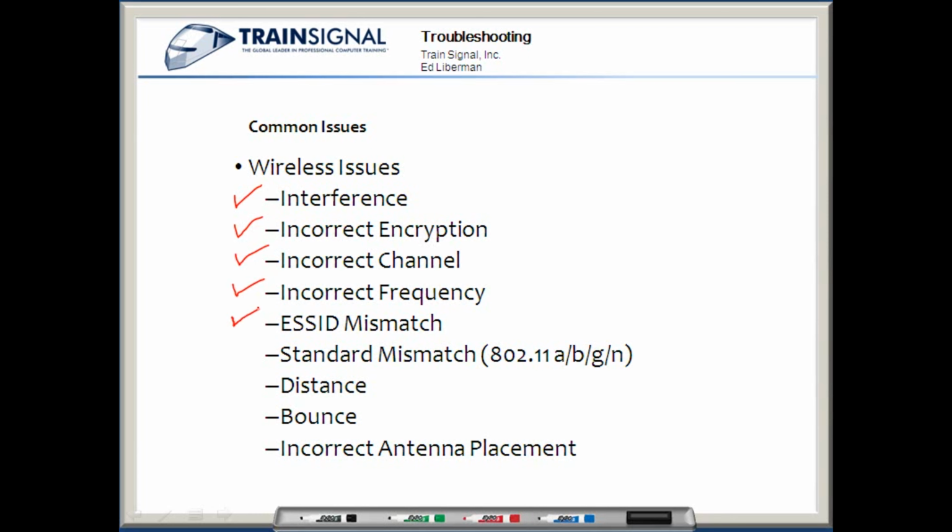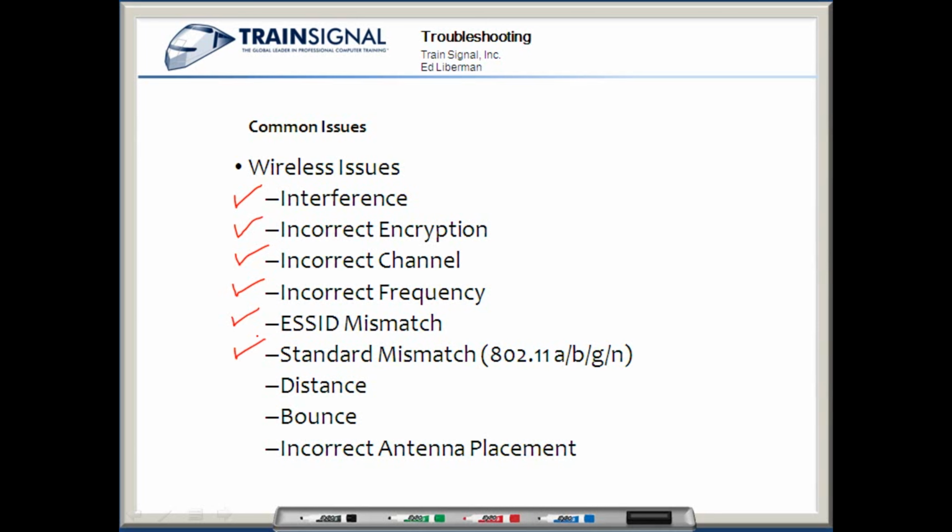We have our ESSID mismatch, right? Sometimes you'll have somebody say, I don't get it. Why am I not connecting? Maybe the client believes they're connected. They're on a laptop. They've got a wireless signal. They think they're on your network. They want to know why they can't get to certain servers. Well, maybe they've actually connected to some other wireless signal, not the correct one.